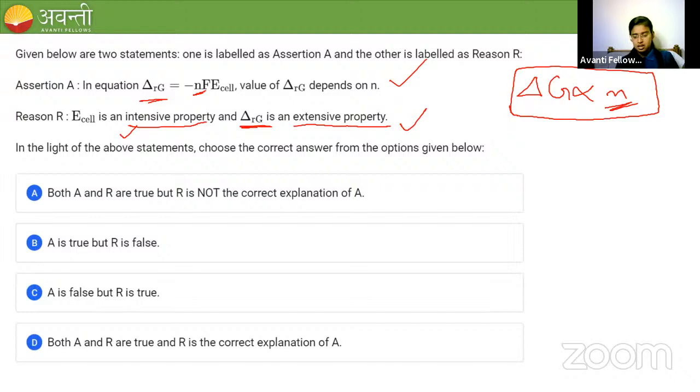Very good, Tazeen. Option D is the correct answer. Okay, students, you are doing great. Very good. I hope all of you have understood this question. Shall I move on to the next question? Yes, I'll move.